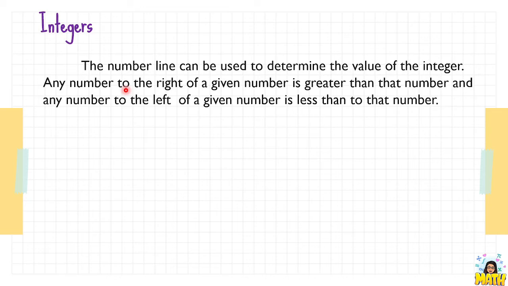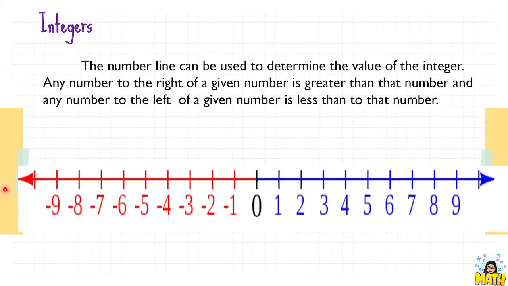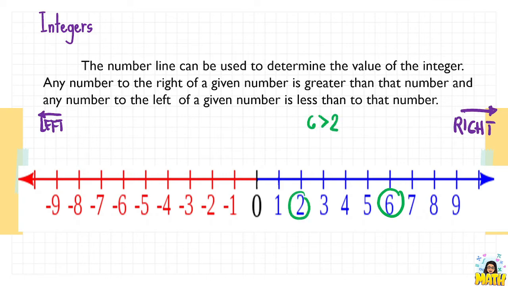Now, integers can be plotted in our number line. And the number line can be used to determine the value of the integers. So dito po sa ating number line, ang mga numbers na nasa rightmost side ay mas mataas ang value compared dito sa ating left side. So it means that positive 6 is greater than positive 2 dahil mas nasa right side ang positive 6. 4 is also greater than negative 4 because 4 is on the rightmost side.